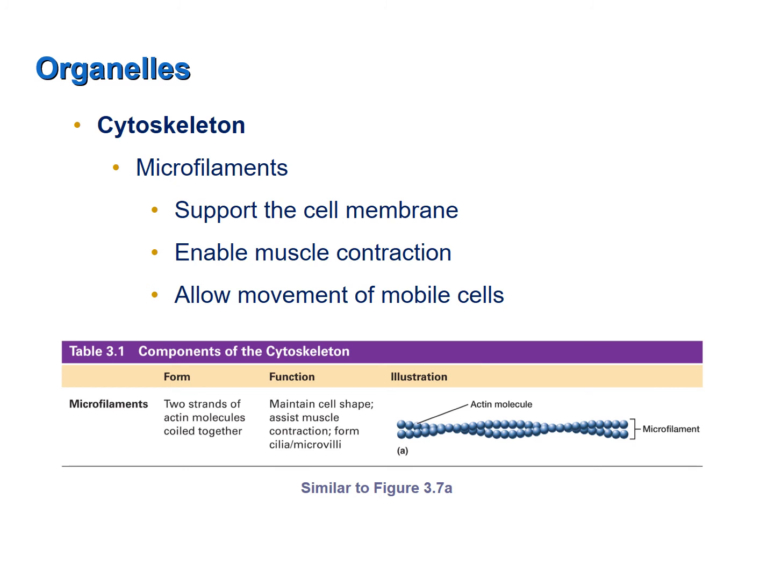Microfilaments are the smallest components of the cytoskeleton. They consist of two strands of actin molecules coiled together. They function to support the cell membrane. They are attached to membrane proteins on the cytoplasm side of the cell membrane. They enable muscle contraction in muscle cells. And for those cells that are mobile, they enable movement.